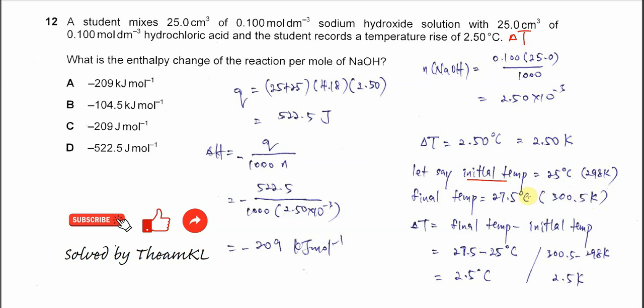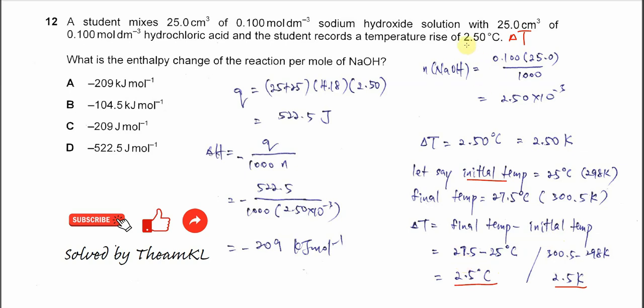If you use 27.5 minus 25, you get 2.5 °C. If you use 300.5 Kelvin minus 298 Kelvin, you still get the same magnitude. So it's 2.5 °C and 2.5 Kelvin. This means if the delta T is 2.5 °C, it's actually 2.5 Kelvin. It depends on which one you want to use, but the value is the same.